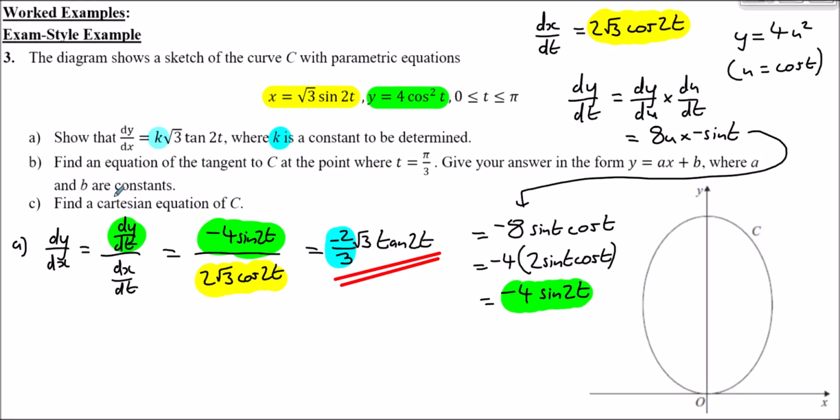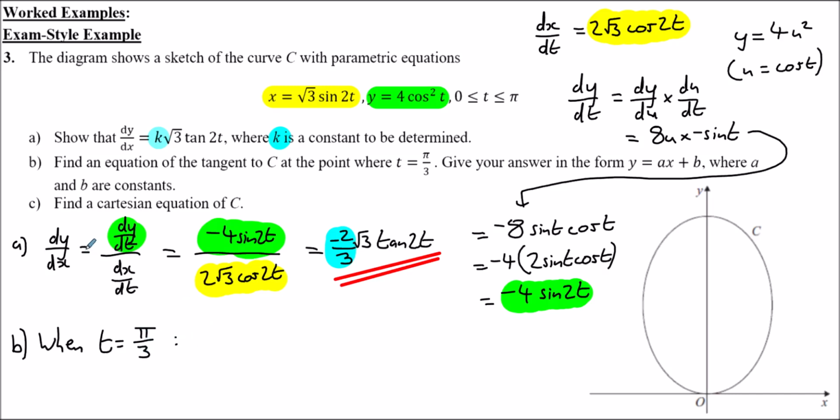Part B, we have to find an equation of a tangent to C at the point where t is pi over 3. So give your answer in the form y equals ax plus b, where a and b are constants. This is just another way of saying give it in terms of y equals mx plus c. Instead of m, we've got a, instead of c, we've got b. So for part B, let's just think about the information we can gather if we know that t equals pi over 3. So when t equals pi over 3, what do we have?